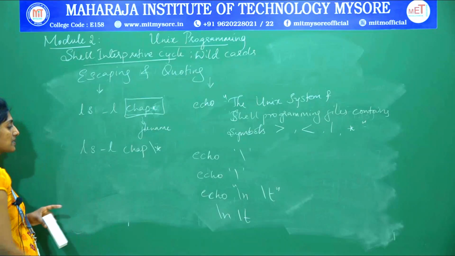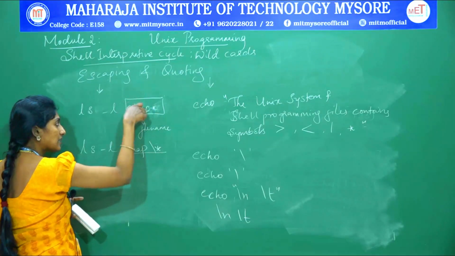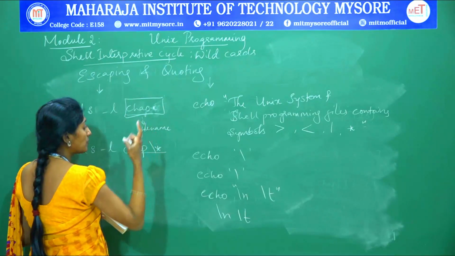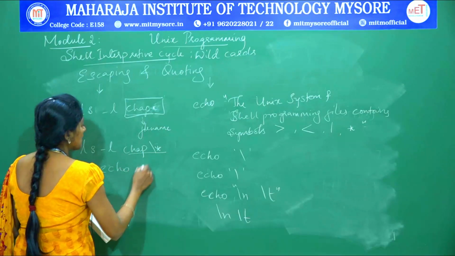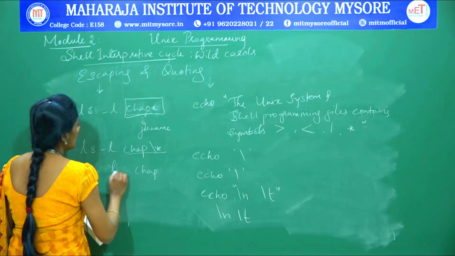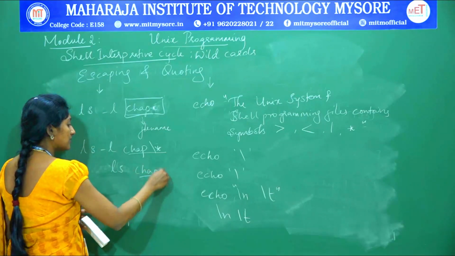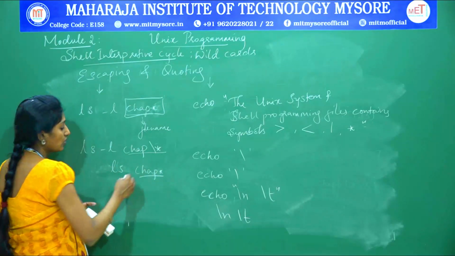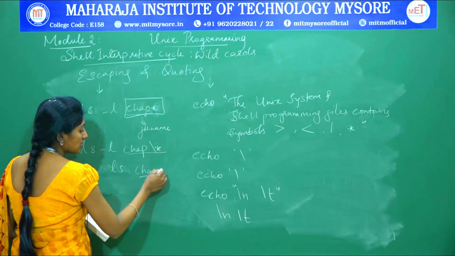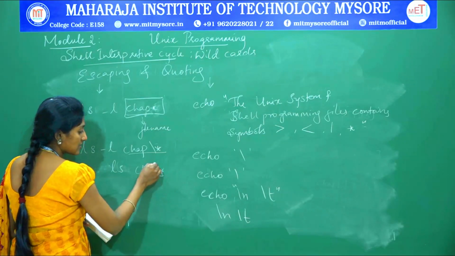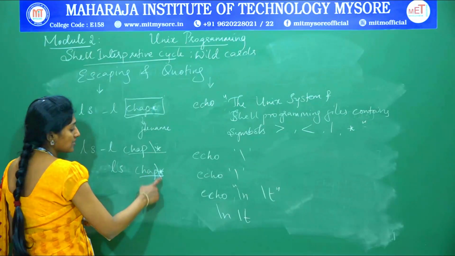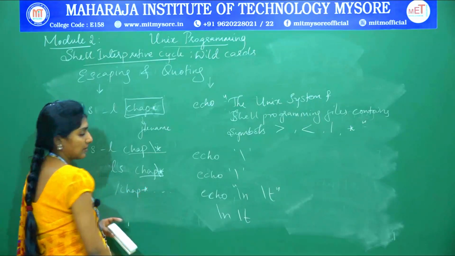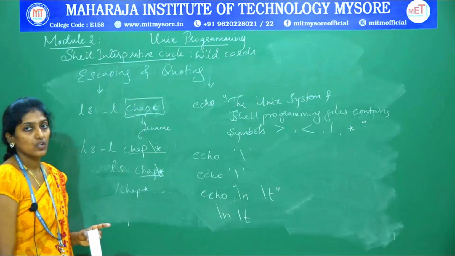Likewise escaping, as I have already specified. If the file name itself is chap star, I don't want the meaning of the star to get interpreted, but I want this chap star to be printed as it is. Let me consider ls chap star. I want this file, chap star itself, to be listed. So at that time, to ignore the meaning of the star, just use the escape character, that is backward slash, and it is going to show me chap star, the file name. So that is about your escaping and quoting.